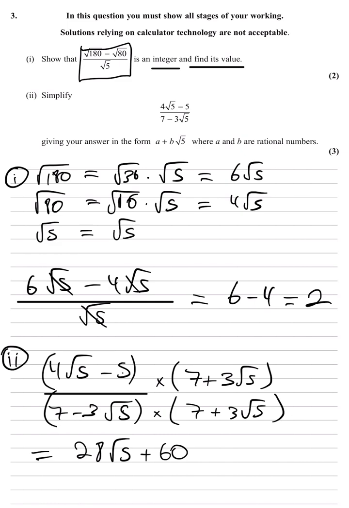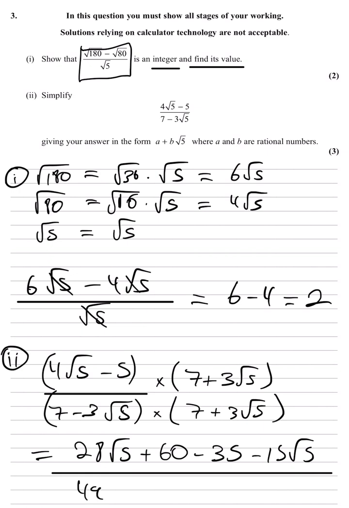And then you go minus 5 multiplied by 7, which is minus 35. Minus 5 multiplied by 3 root 5 is minus 15 root 5. That's the numerator. And the denominator, we got 4 multiplied by 7, 49. 7 multiplied by 3 root 5, which is plus 21 root 5. You go minus 3 root 5 multiplied by 7, which is this. And you go minus 3 root 5 multiplied by 3 root 5, which is minus 9 times 5, which is minus 45.